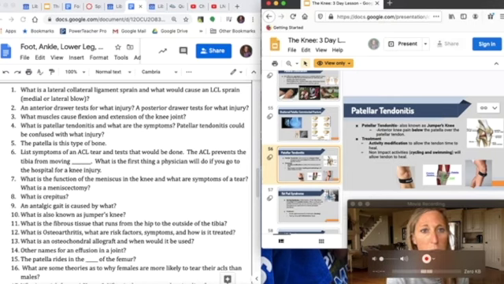That may be something that comes up on the test. And the symptoms of patellar tendonitis would be pain on the front of the knee right here, where the patellar tendon inserts in the tibia, between the tibia and the patella.